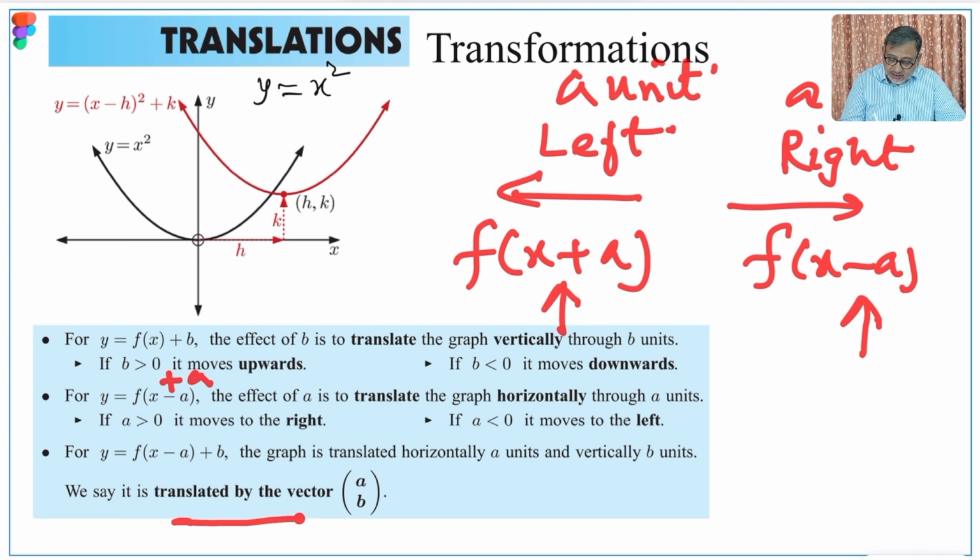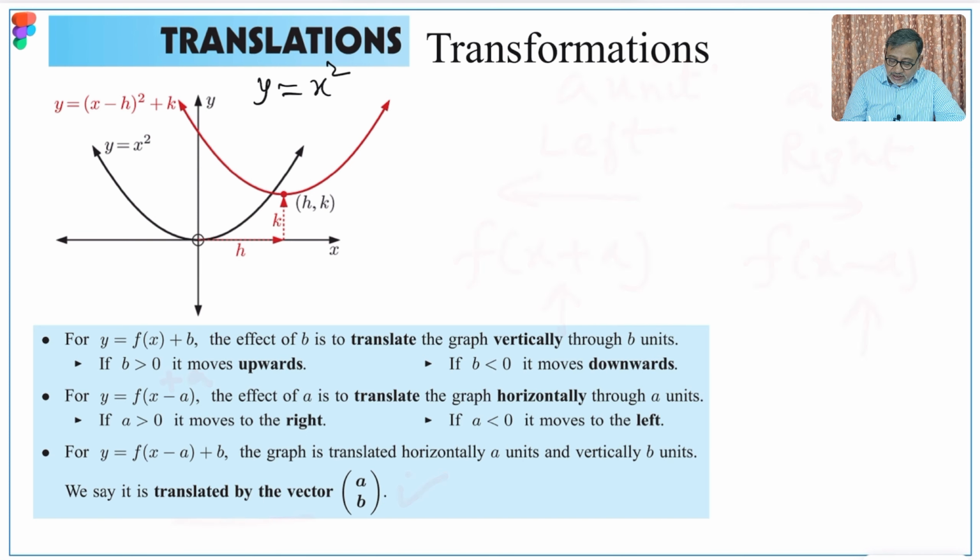And the translation can be described by a column vector (a, b), where a is the translation in the x component, and b is the translation in the y value.